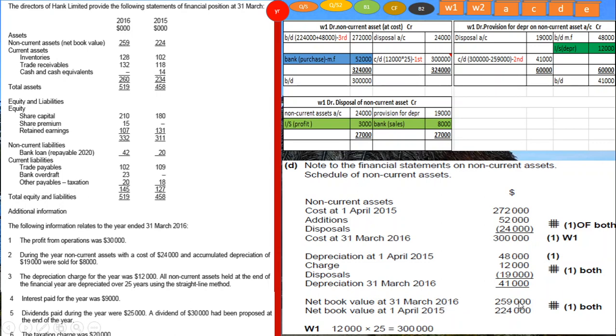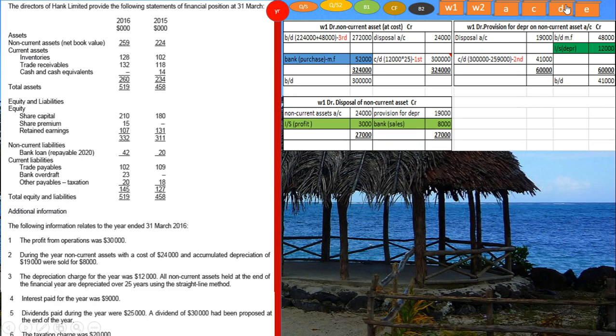Now this 259, how did it come? You look up at the end value, 300,000 minus 41,000. You subtract it, you get 259,000. Net book value at the beginning, so you just deduct the beginning value. Beginning cost is 272, beginning depreciation 48,000. Deduct it, you get 224,000. That's how you do it. That's the working note out here, which I showed out here. So this is your number D answer. You are supposed to know this style as well. So notes to account, to prepare schedule of non-current asset, do this way. It's number D. Finally we go to number E.